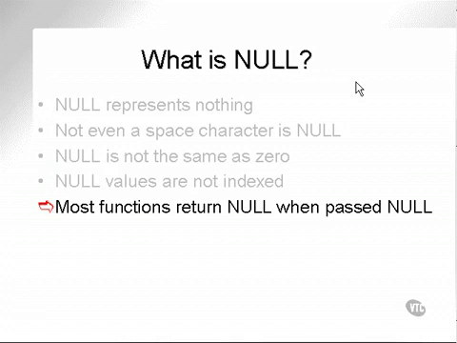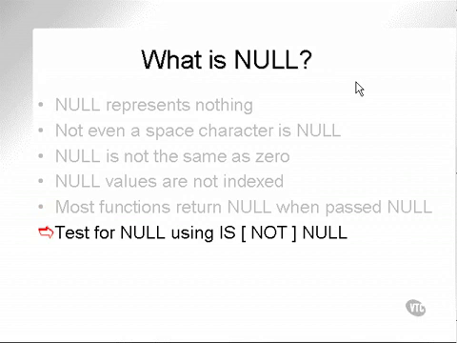Most functions, when passed the null value, return a null because there's nothing to operate on. You test for a null, for instance, in a filtering where clause on a select statement using the is null clause. The negative would be is not null. In other words, is a column null or is it not null? If it contains a null, you want to see if it is null. If you want to find out if it does not contain a null, you ask if it is not null.